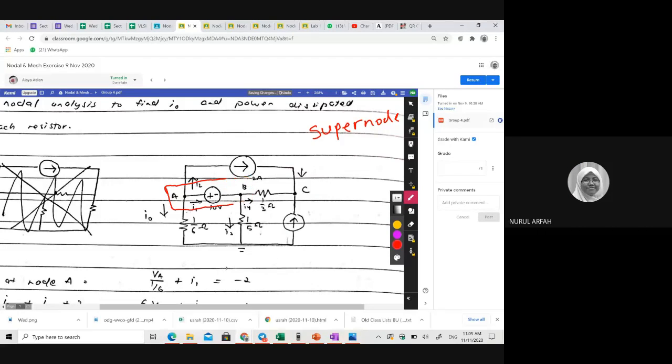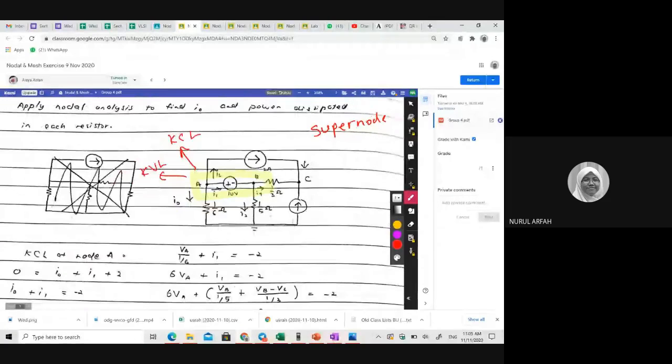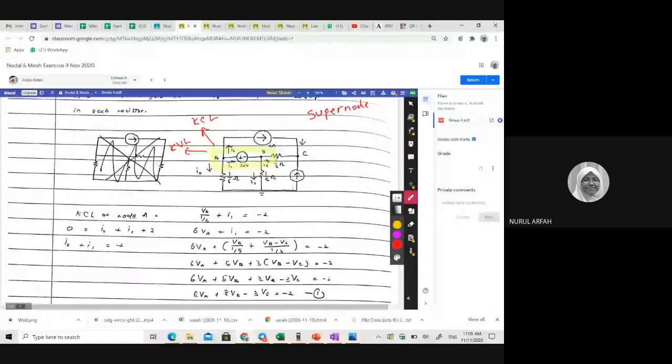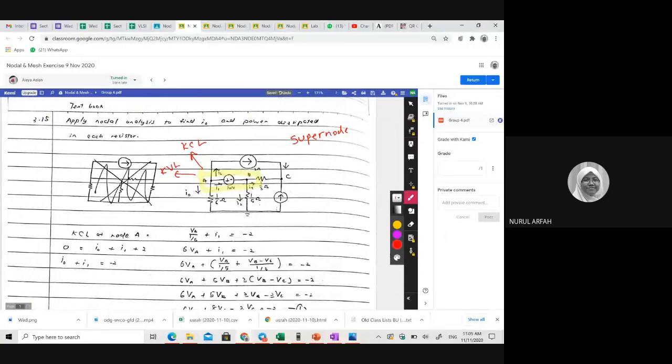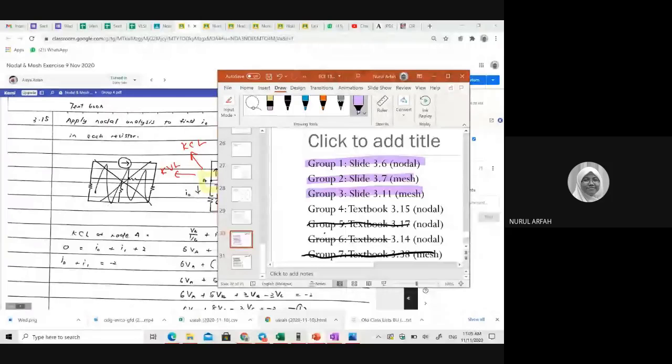Yes, you can draw like this. Or if you have a highlighter, then you can do the boundary like this. Right. Now, this is a boundary for your supernode. And when you have a supernode, you have two equations: a KCL and a KVL. Always make sure you have it in your heart that if you have any super, you have a KCL and KVL. Supernode or super mesh. Okay, done.